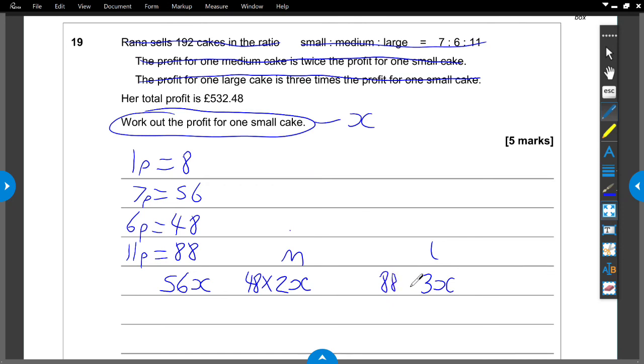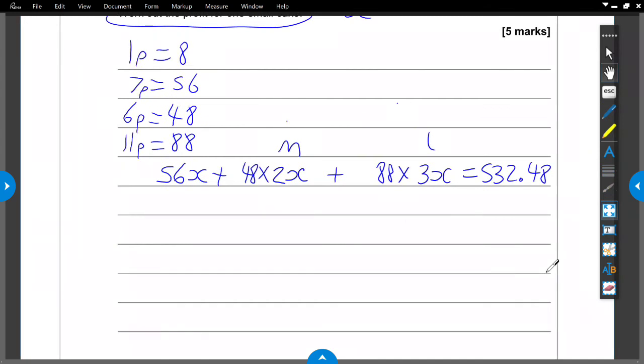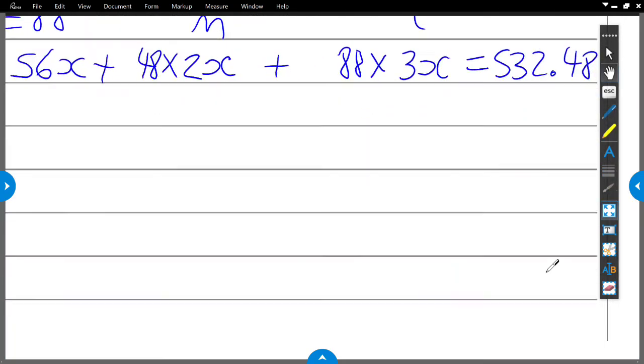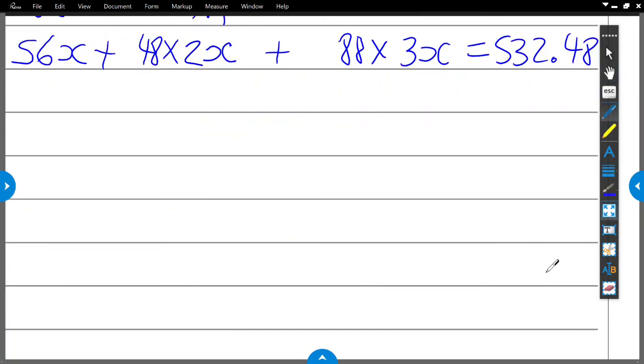So we started to construct a few expressions which we can use. And if we add all these together, each of these individual profits, that's going to give us £532.48. And now we've got an equation for x. Fantastic. This is the link we're looking for. Now we need to simplify this and solve.